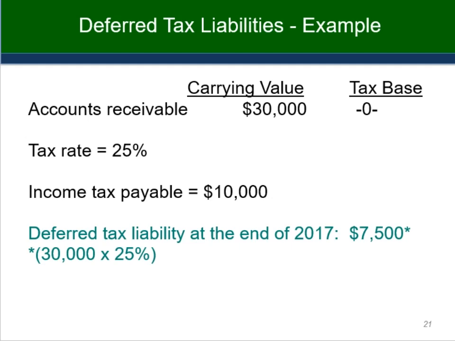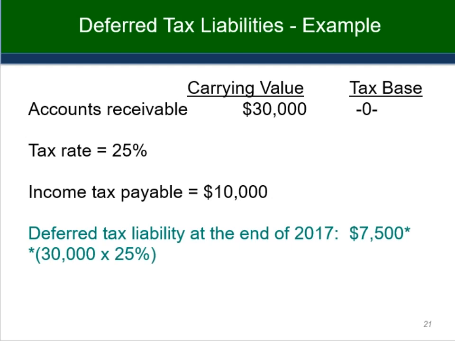Actually, let's back up a second here. Accounts receivable, $30,000 of additional revenue for accounting purposes, not recognized for tax purposes yet. The income tax payable amount for this current period is $10,000. So there's a deferred tax liability at the end of 2017, which is $7,500, which is 30,000 times 25%.